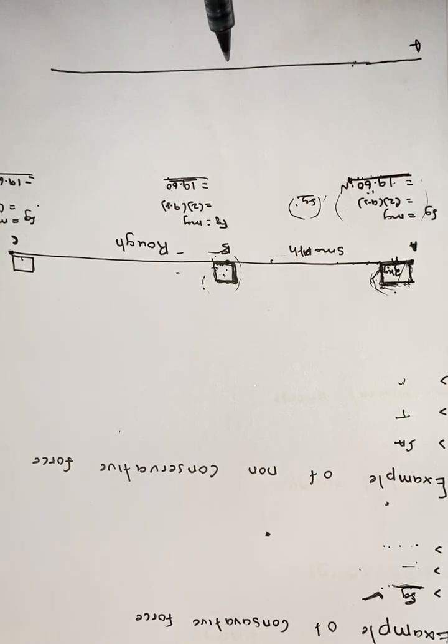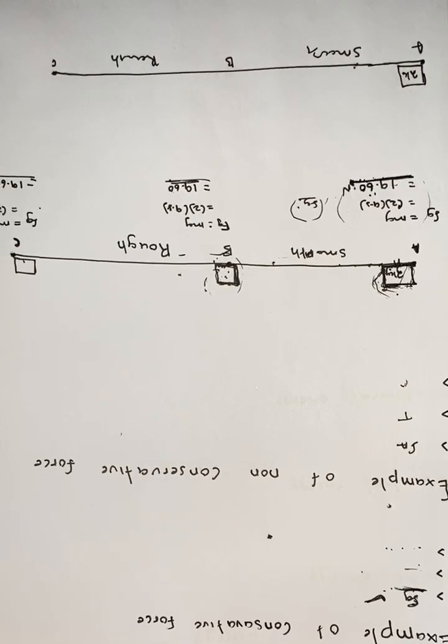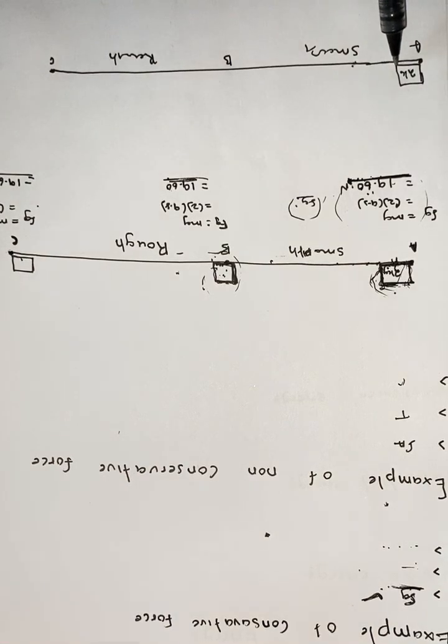Let's say you have point A, point B, and point C. This is a smooth surface, this is a rough surface. Okay, let's say we have a block here, still of 2 kg. This is a smooth surface. That means there is no kinetic friction force as the object is moving from point A to point B. As the object is moving, it doesn't have a friction force.